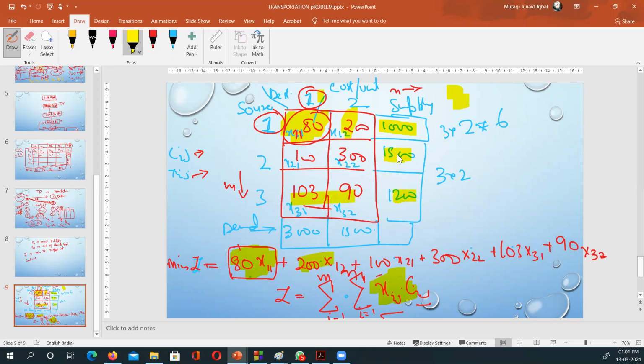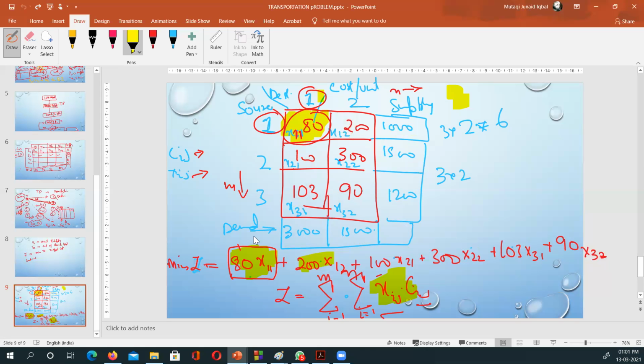So these are my supply constraints, 3 supply constraints, and I will have 2 demand constraints because I have 2 destinations, and demand is here 3000, 1500. So the sum of this column should be less than 3000. The sum of this column should be less than 1500. So this is going to be what's called a demand constraint. So I will have totality n plus m constraints.